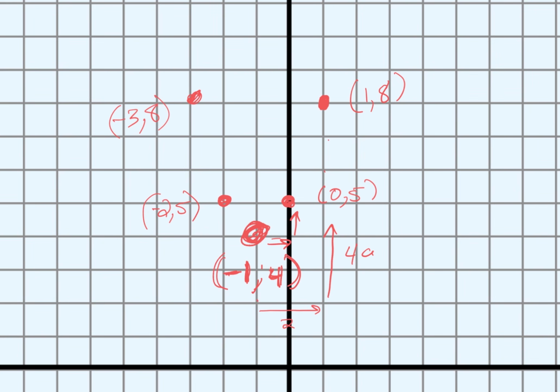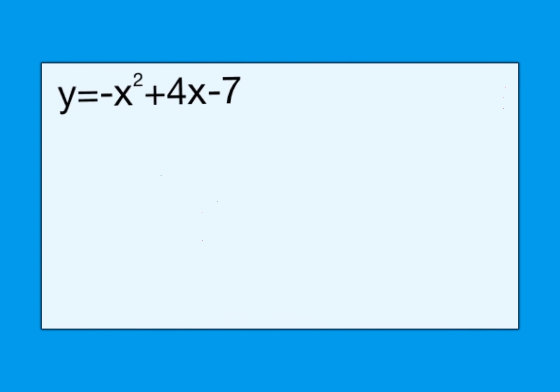Over 1, up 1. Over 2, up 4. Guess what? Over 3, up 9, because it's a square. And you're going to connect the points. Okay? Now, if that's confusing, don't worry. We're going to do another one. Okay, got another one real quick. Let's be quick. If you need to pause the video, see how many points you can get.